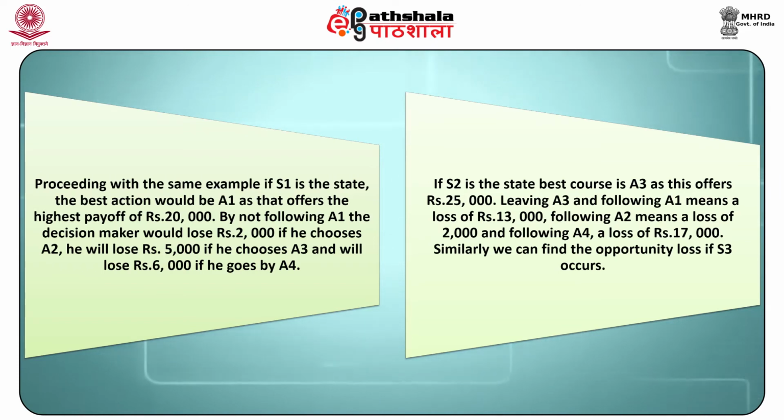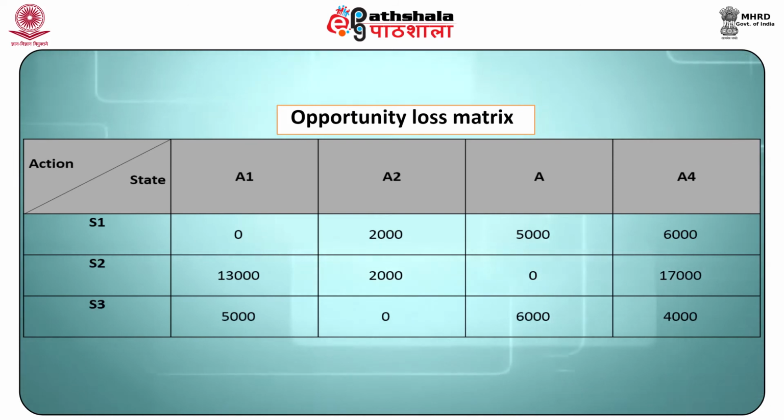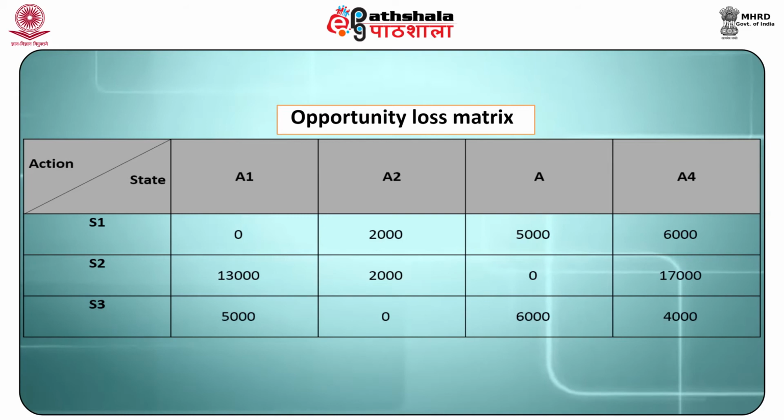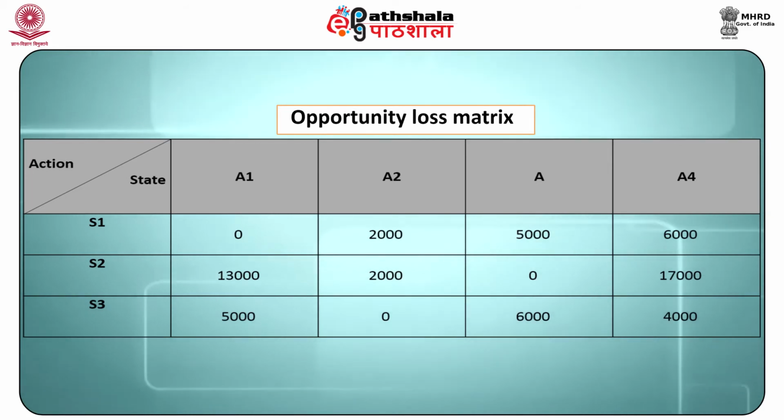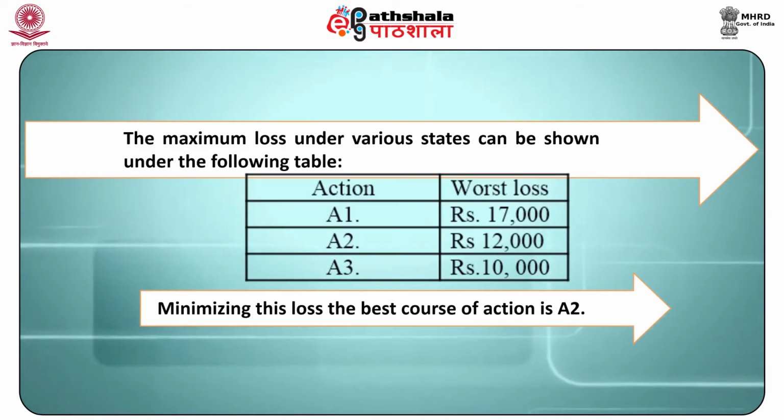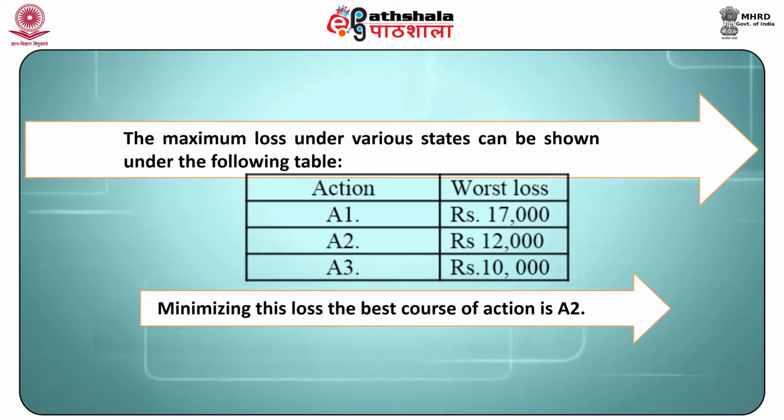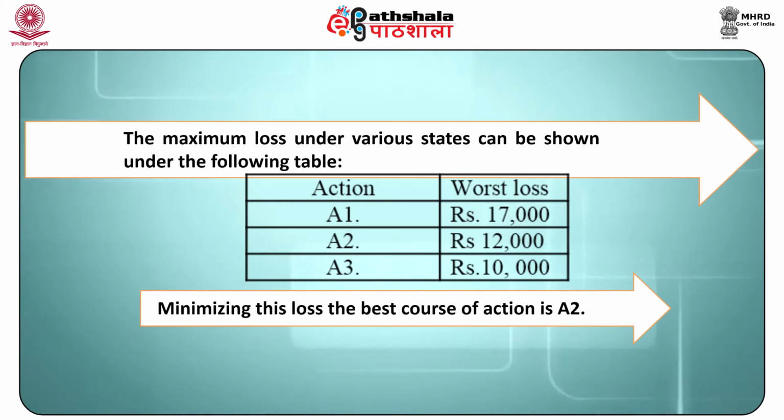Similarly, we can find the opportunity loss if S3 occurs. The same can be presented in a loss matrix as follows. As you can see on the screen, the opportunity loss matrix. The maximum loss under various states can be shown in the following table. Minimizing this loss, the best course of action is A2.